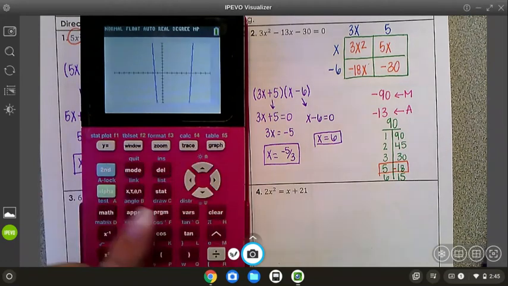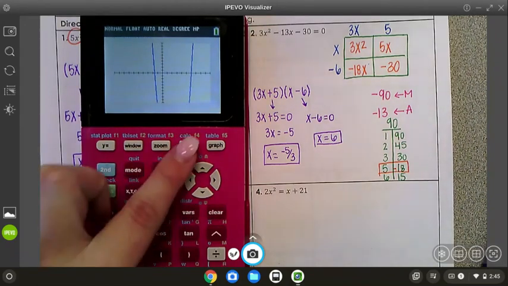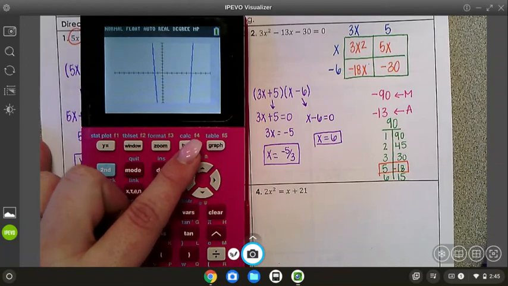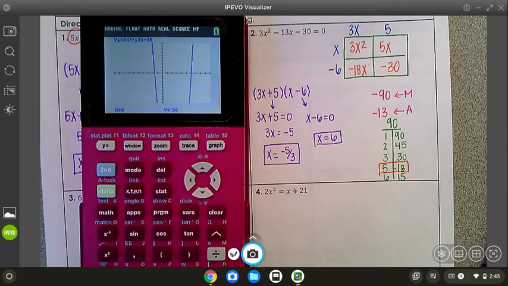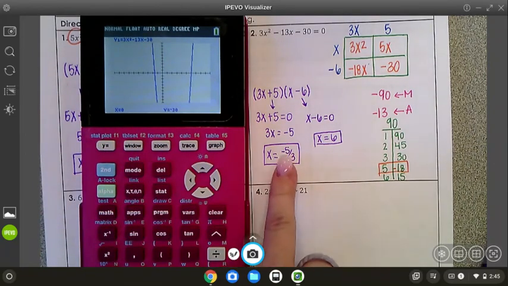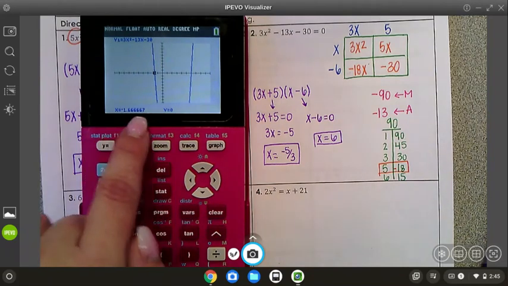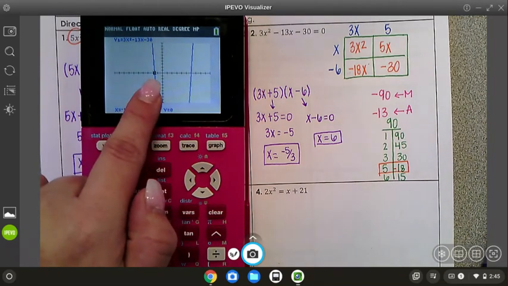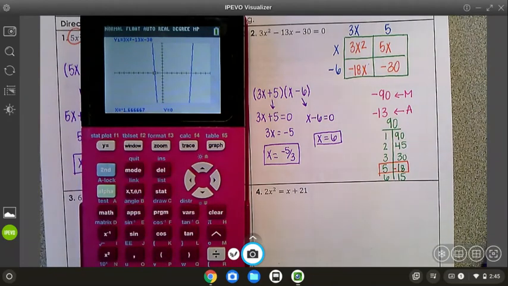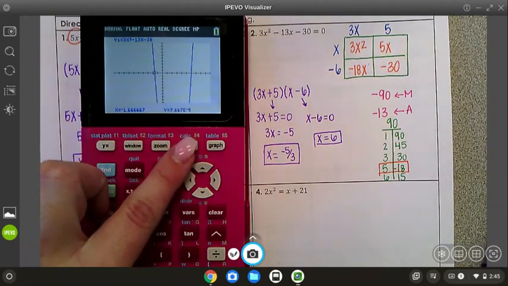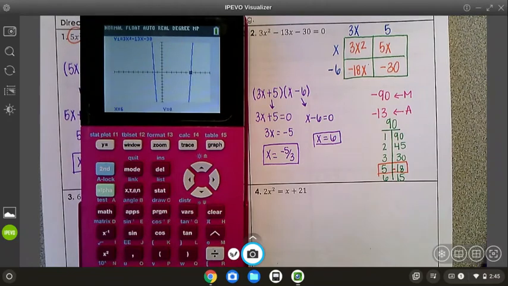Oops. All right, here's something I had forgotten about until I was just getting ready to do this. If we hit trace, we can type in a number, and that's going to take us to that x value. So let's type in negative 5 over 3 and hit enter. And we'll notice that y is 0 there. That is our x-intercept. So that's a way you can check. And if we hit trace again, and we type in a 6, that is our other x-intercept.